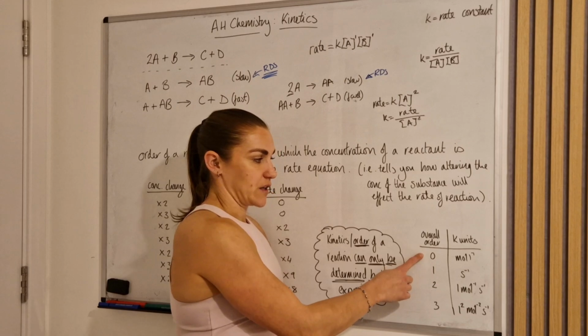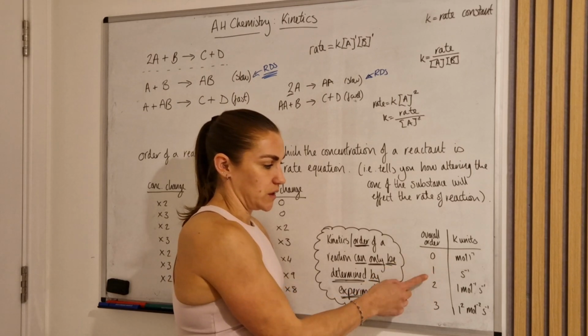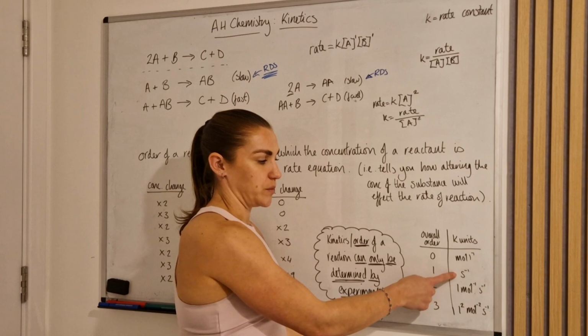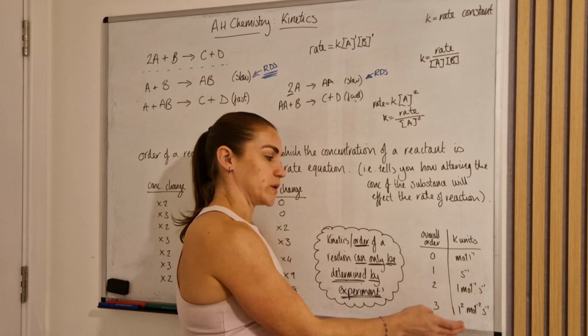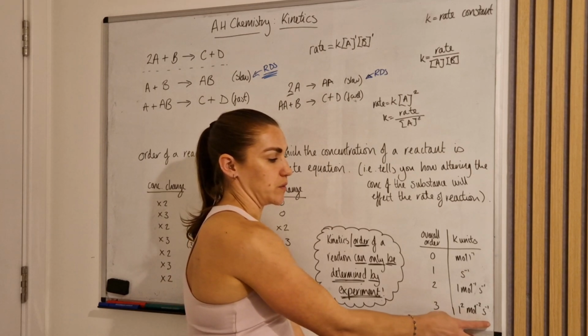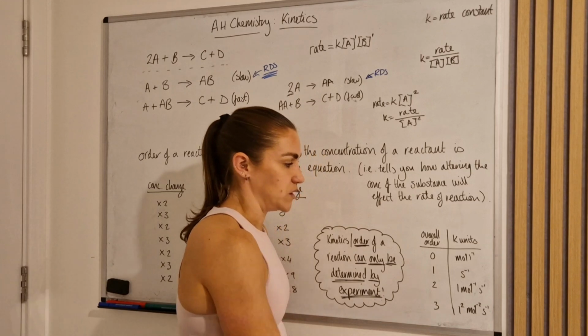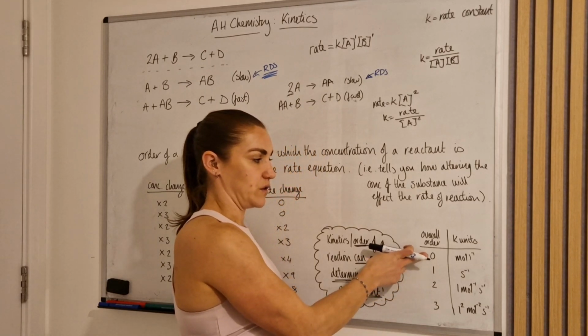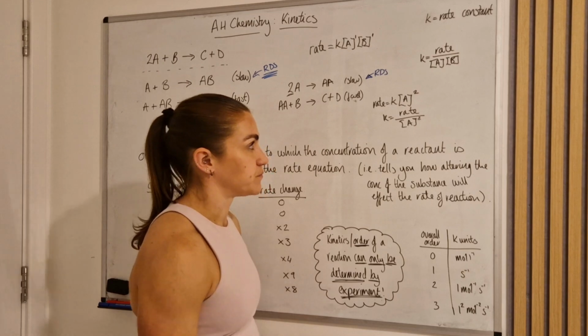So if a reaction's overall 0 order, which you won't really ever see, the units should be moles per litre. If it's overall first order, it'll be per second. If it's overall second order, it'll be litres per mole per second. And if it's overall third order, then it'll be litres squared per mole squared per second. So these are the ones you tend to see more often. You don't really tend to get asked for the rate constant of an overall 0 order reaction.